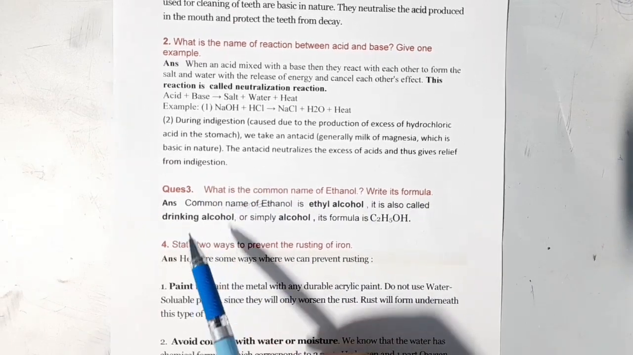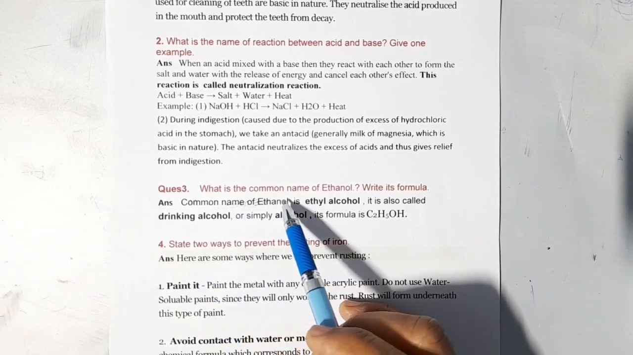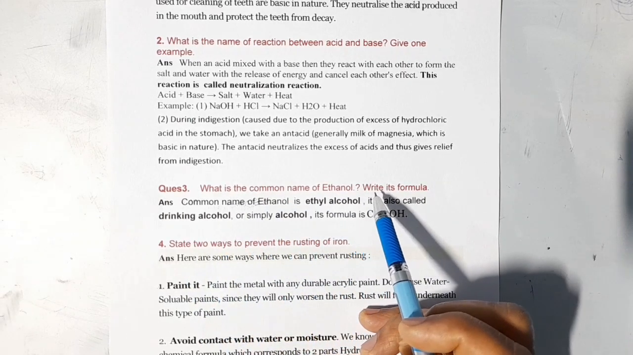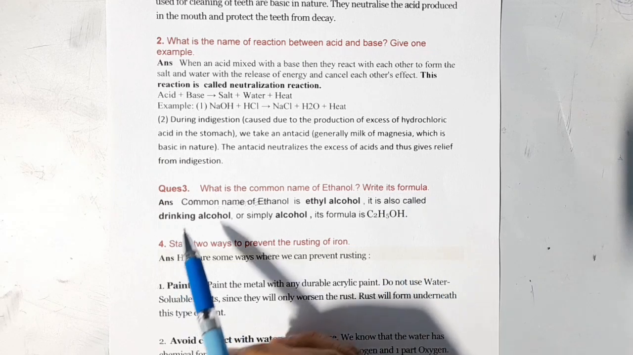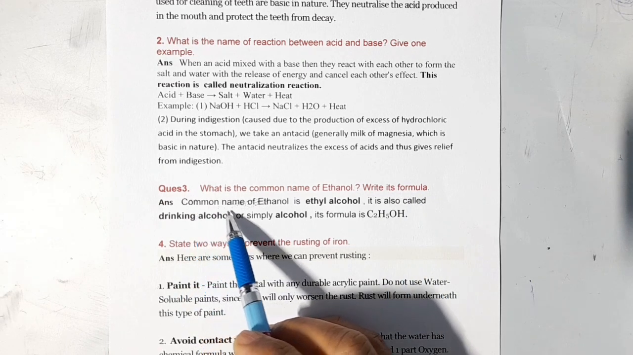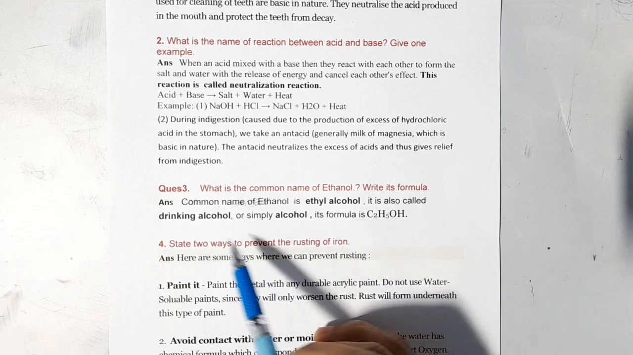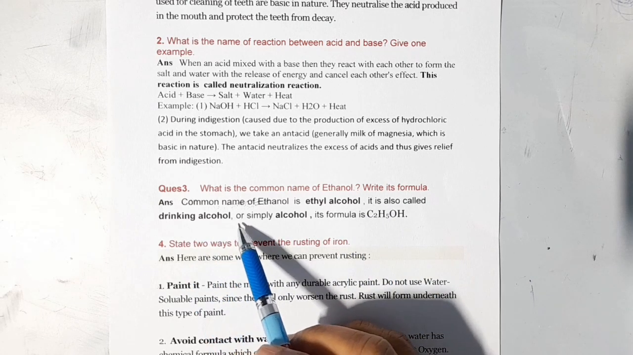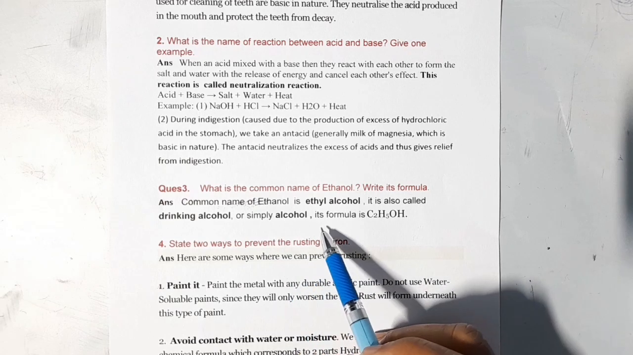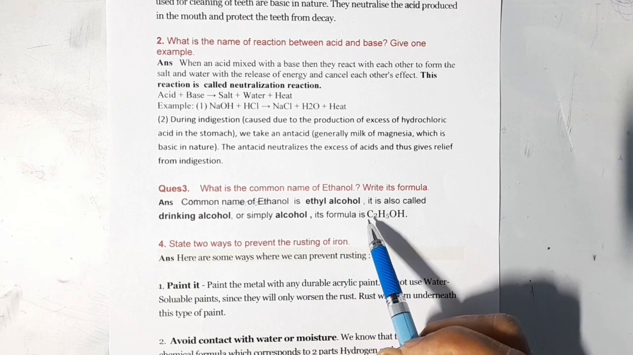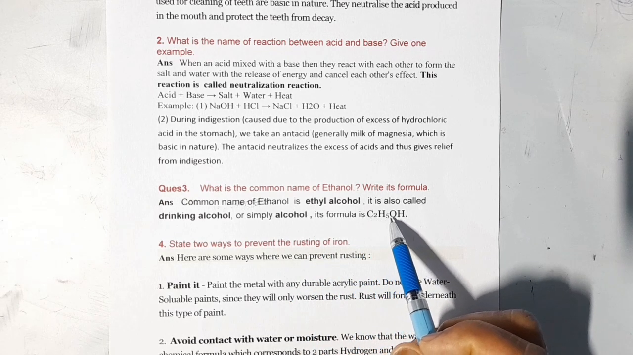Our next question is, what is the common name of ethanol? Write its formula. The common name of ethanol is ethyl alcohol. It is also called drinking alcohol or simply alcohol. Its formula is C2H5OH.